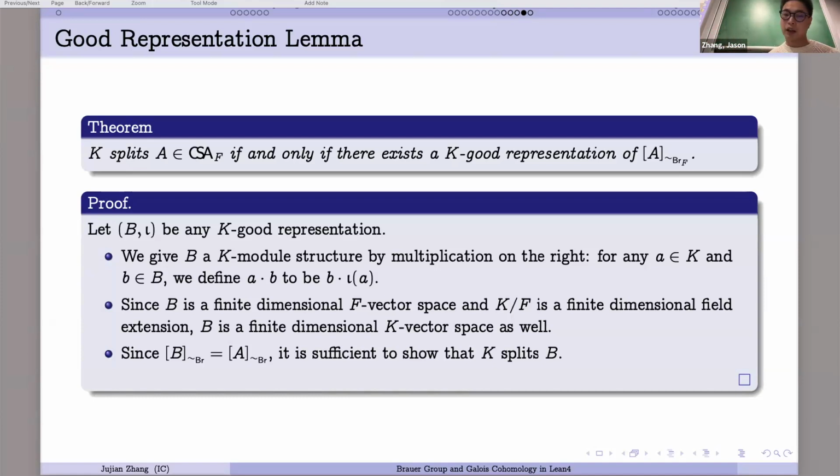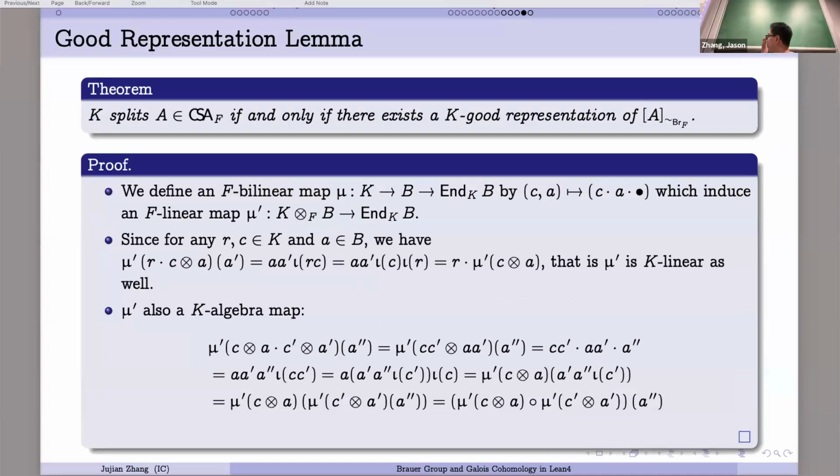And we have assumed that B and A are the same in the Brauer group. So to show that K splits A, we just need to show that K splits B. And to show that, we define an F-bilinear map from K times B to the endomorphism of B by taking an element of K and an element of B and sending it to the left multiplication map. And this descends to a linear map on the tensor product. And we can actually check that this map is K-linear as well. And you can also check that this map actually preserves multiplication. So it is in fact a K-algebra map.